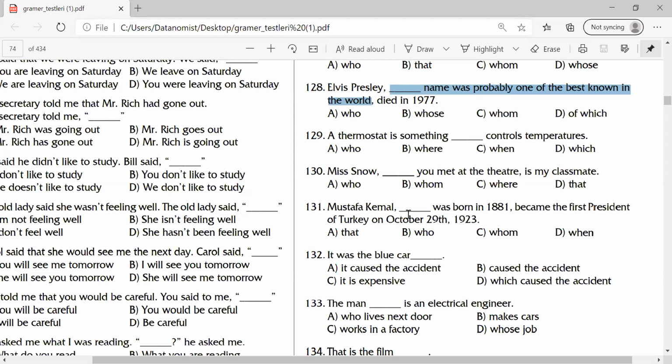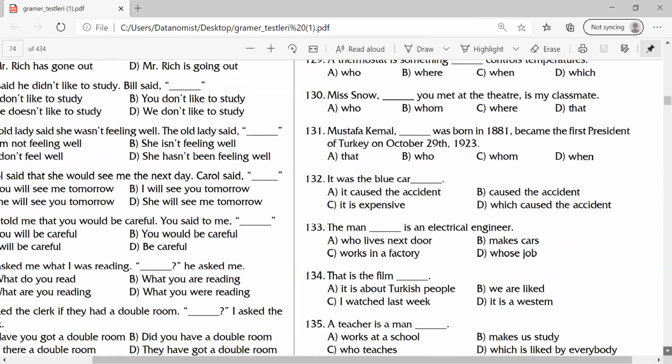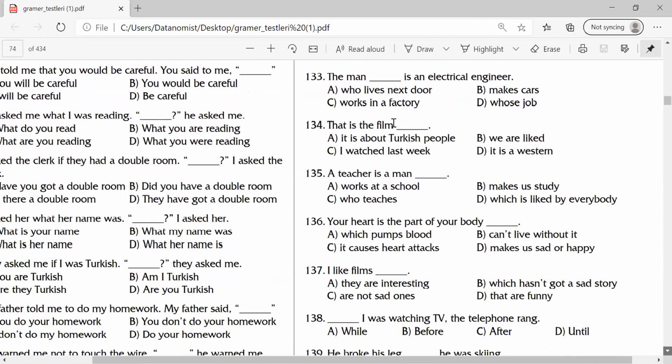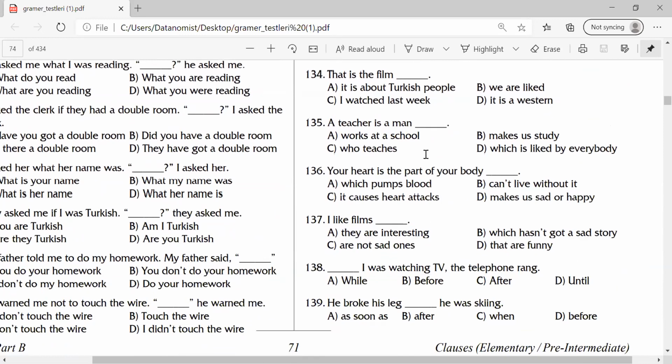Okay, who was born? It was the blue car. It caused the accident. It is expensive. Which caused? It was the blue car which caused the accident. A teacher is a man who works at a school. Who teaches? Makes a study. Which? Right. Who teaches?